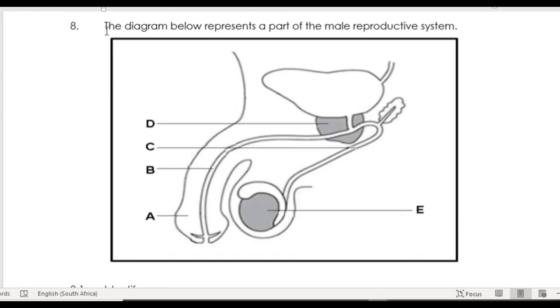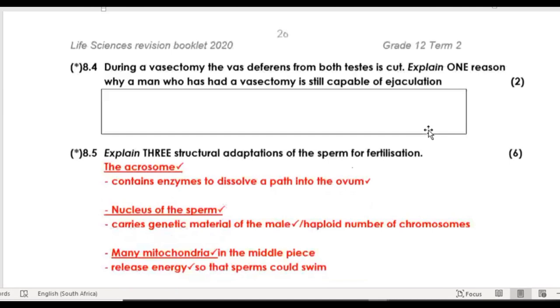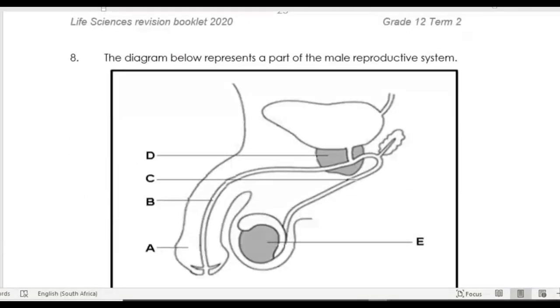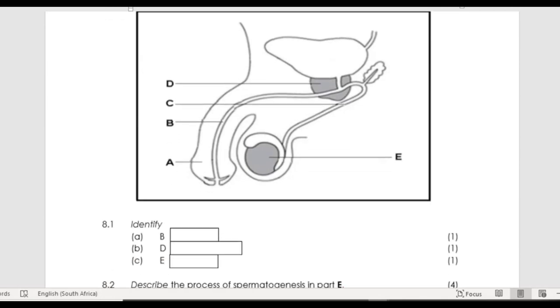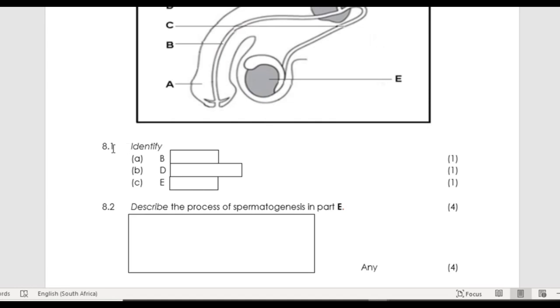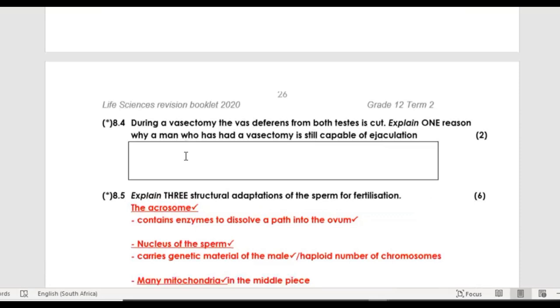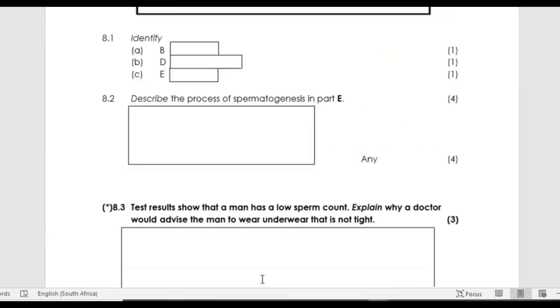I want you guys to do question 8. Where is question 8? It's in the revision booklet on page 26 and page 25. I'm going to leave this diagram up, and I'm going to ask you to please answer question 8 for me. If I can ask teachers to do it as well. It's a Word document, so I can't put up all the questions. But if you can do 8.1, 8.2, 8.3, and 8.4, I have done 8.5 for you over there. So that's going to take you about 5 to 10 minutes.